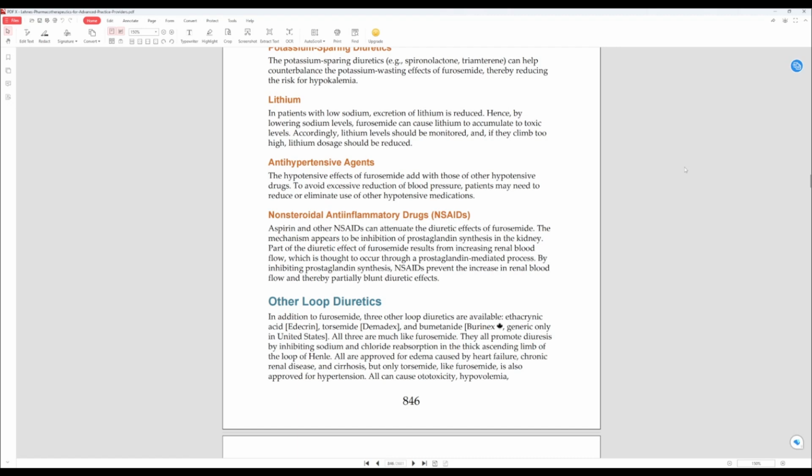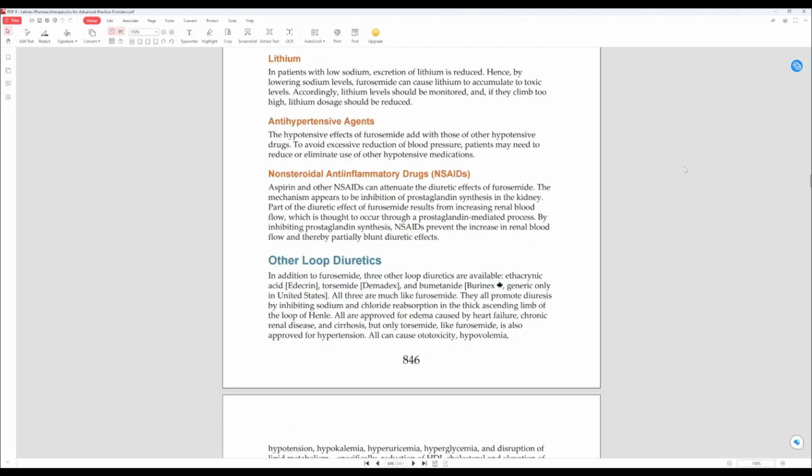Lithium. In patients with low sodium, excretion of lithium is also reduced. Therefore, by lowering sodium levels, Lasix can cause lithium to accumulate to toxic levels. Accordingly, lithium levels should be monitored, and if they climb too high, the lithium dosage should be reduced.